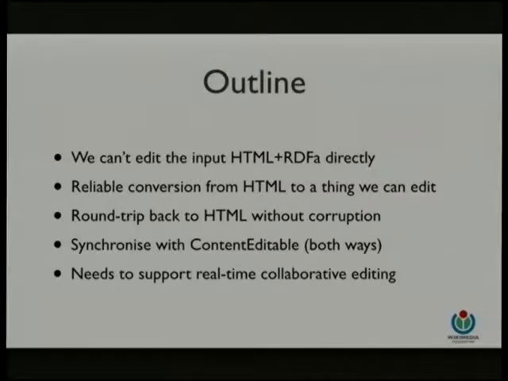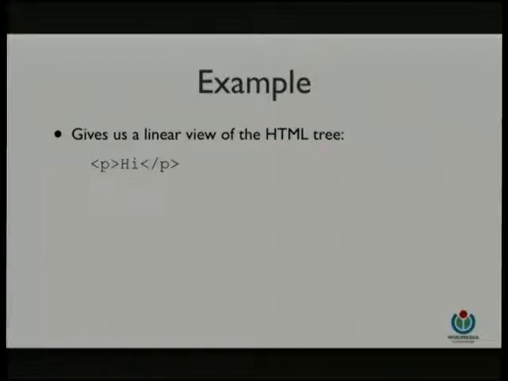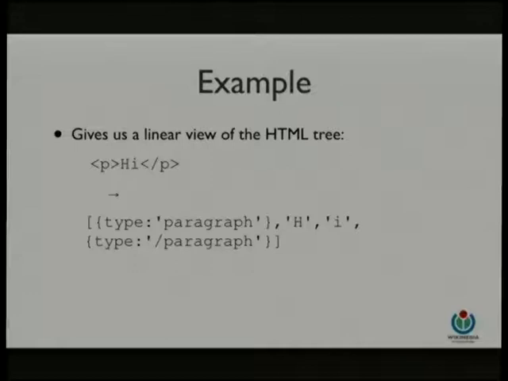So I'll give a quick code example. We get something like a paragraph tag with hi in it, and we convert that to a JSON array. The whole thing is one big array, and it's all flattened out, where it basically looks like an HTML token stream, where there's an open paragraph, the H, the I, and then a closed paragraph. The difference between this and a straight up HTML token stream is that you can have entire HTML substrings that are just compacted into one empty node.